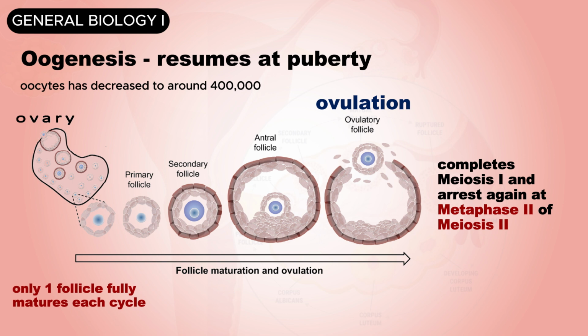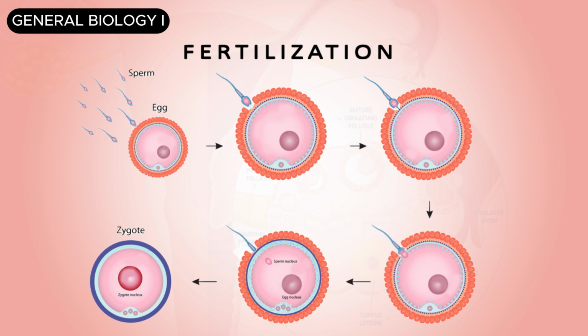Menstrual flow is the body's way of clearing out the unfertilized oocyte and preparing for the next cycle. If fertilization occurs, when a sperm cell successfully penetrates the secondary oocyte, meiosis 2 is completed. This produces a mature ovum and another small polar body, which disintegrates. The ovum then fuses with the sperm's genetic material, forming a zygote, which marks the beginning of embryonic development.